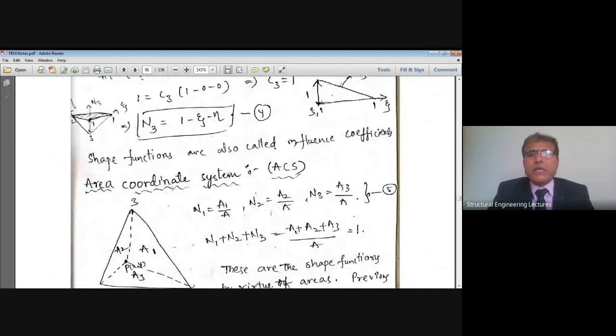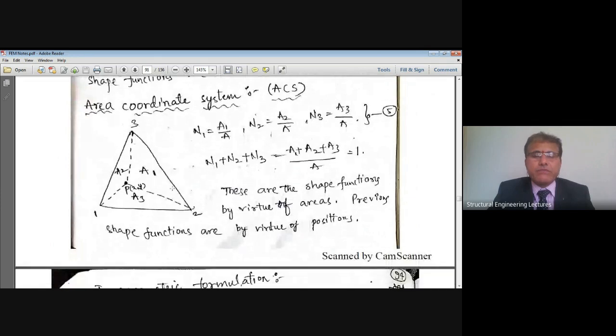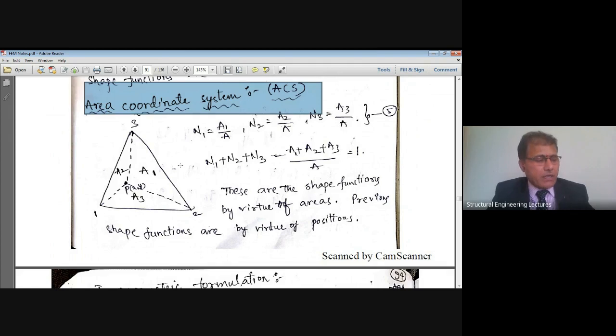Once I derive this, sometimes we may use as an alternative the area coordinate system also, to derive the shape functions, right? There, what we'll do is consider this point P where the load is applied, which has coordinates x and y. Then you join this node 1 with this point P.